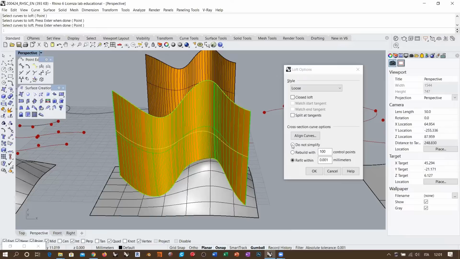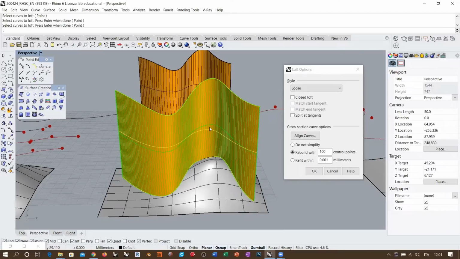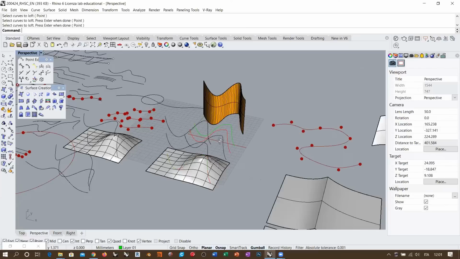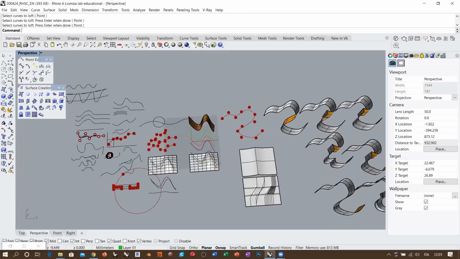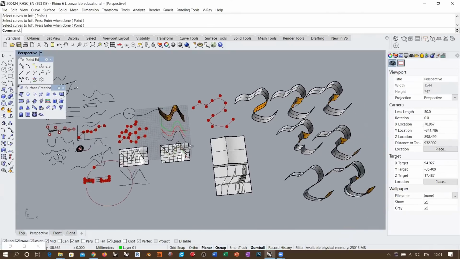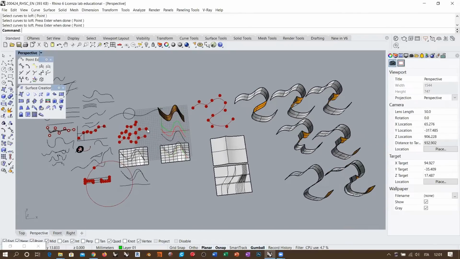Okay, so you might not want to simplify if you already have the right topology for your cross section, or rebuild the cross section with the same topology in order to get the smoothest and nicest topological result possible. Okay, so this is the important part of the loft command, and as you can see, everything is basically determined by some topological consideration.